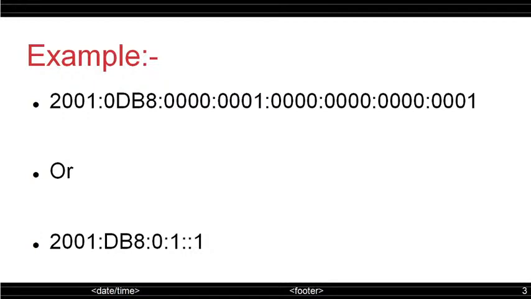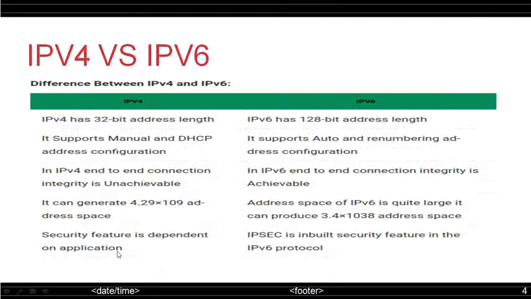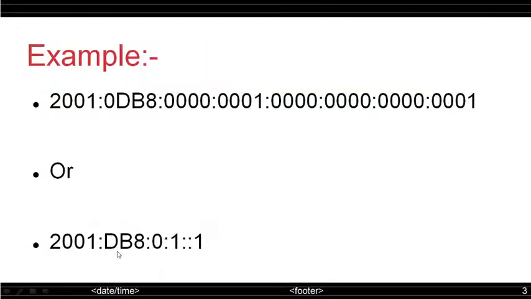So this is how an IPv6 address looks, and this is how I have written it. This is how you can shorten the IPv6 address. This address can be written like this. Pretty much shorter, right? We don't have to write that much. We can shorten the IPv6 address.